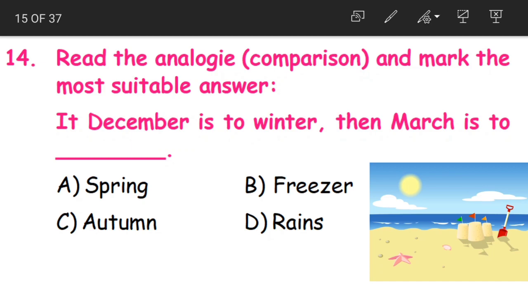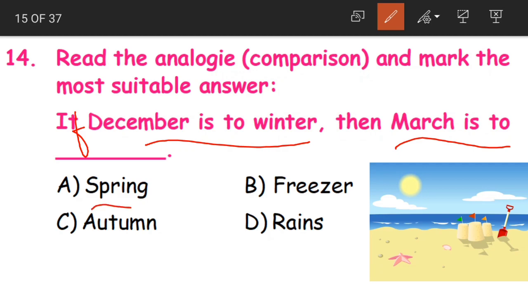Read the analogy and mark the most suitable answer. So, children, the sentence here is, if December is to winter, then March is to what? This is about the seasons. In the December month, we have winter season. Then March, what season will we have? Either spring, freezer, autumn, or rains. The answer is spring. We also call it a summer season in India, like March, April, and May. But we also call it spring season in some other countries. Okay, children? So it is spring.